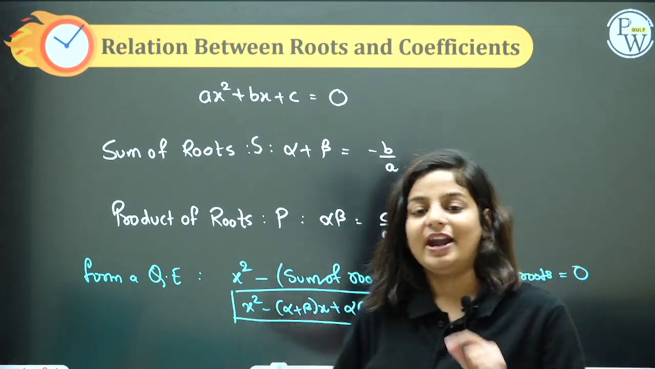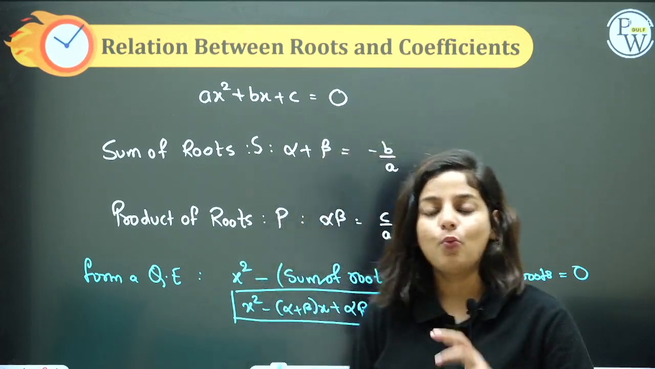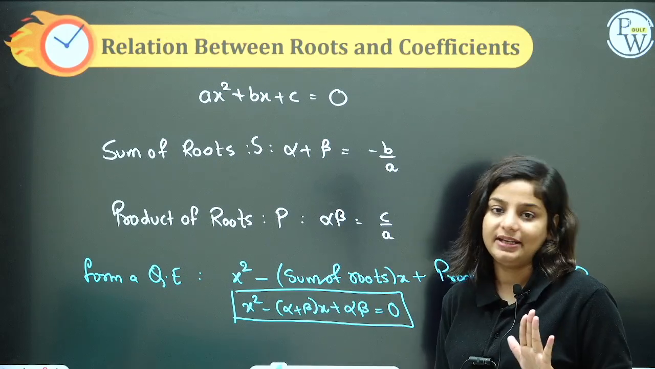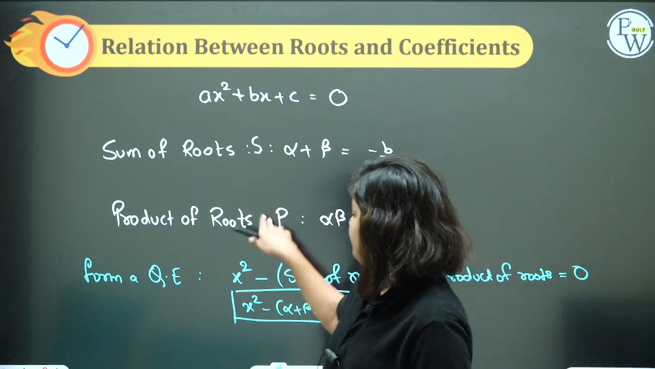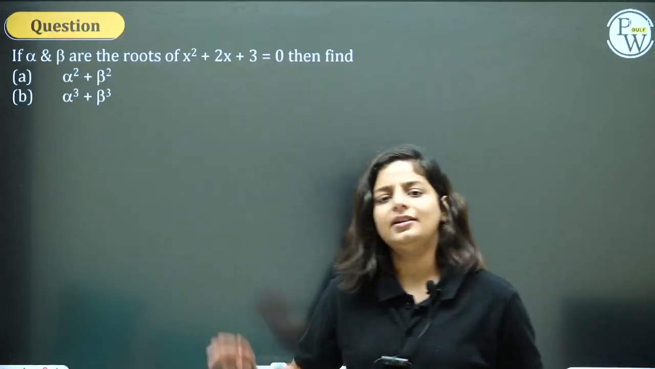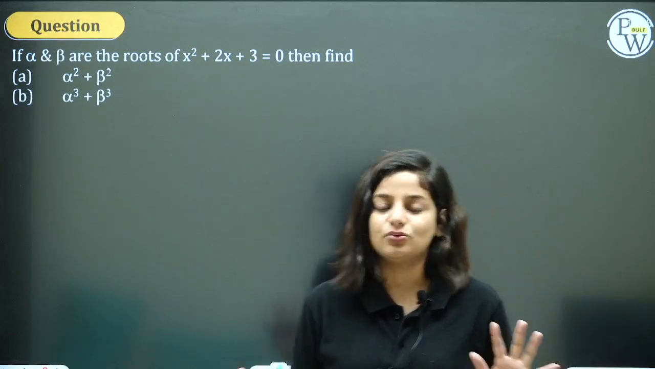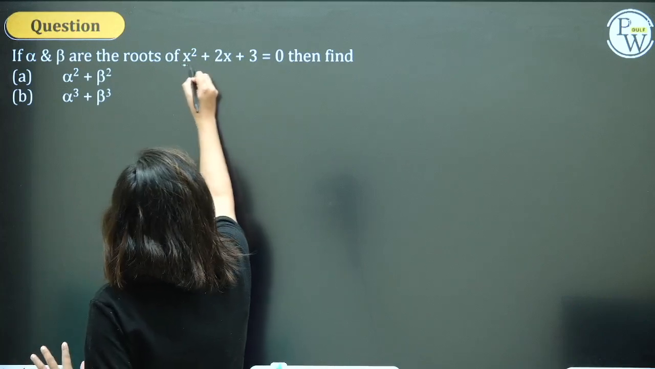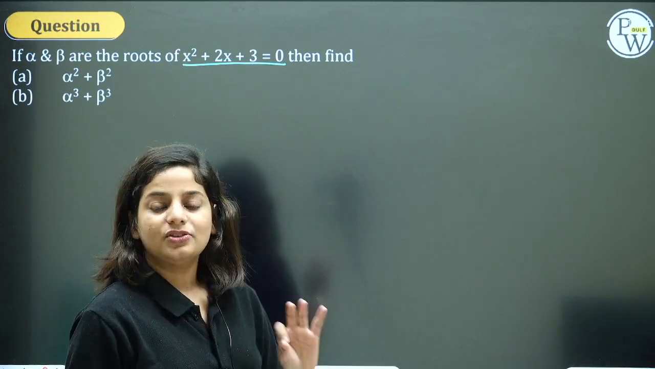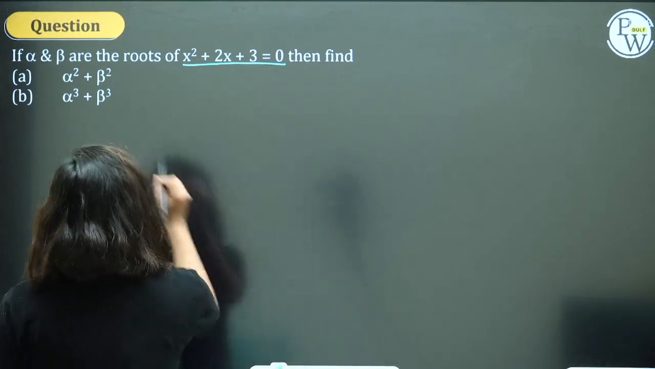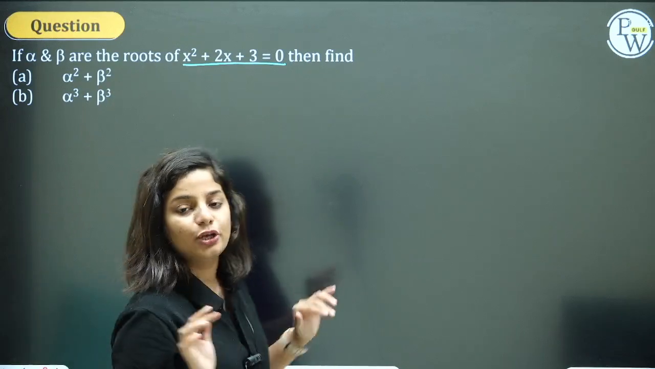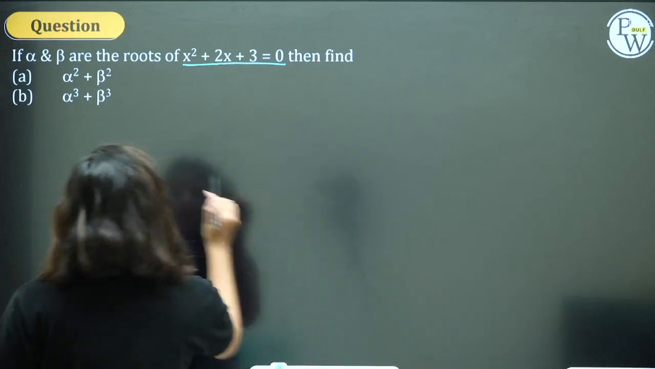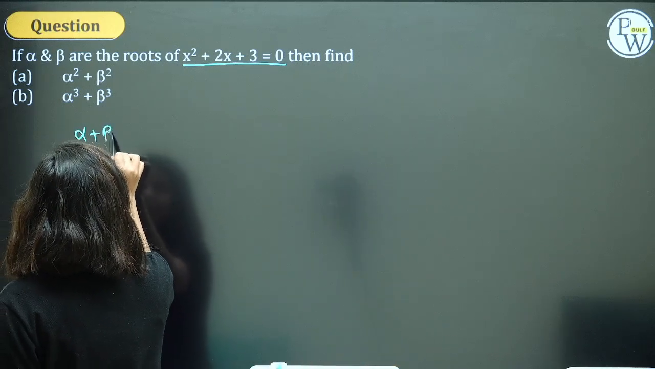This was for quadratic. Soon I am going to tell you what will be the sum of roots and product of roots in cubic as well as biquadratic equations. S and P, sum and product. Wait for that. Till then, we'll try these two questions to understand alpha and beta more. This is your quadratic equation, x square plus 2x plus 3 equal to 0. Find alpha square plus beta square, alpha cube plus beta cube. Use your identities, guys. Just the identities will help you.